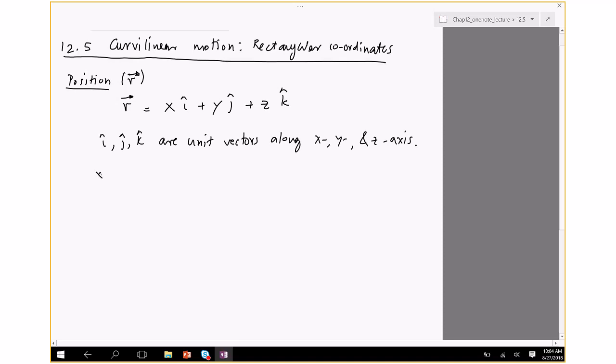And x, y, z are scalars representing positions along x, y, z axis respectively.